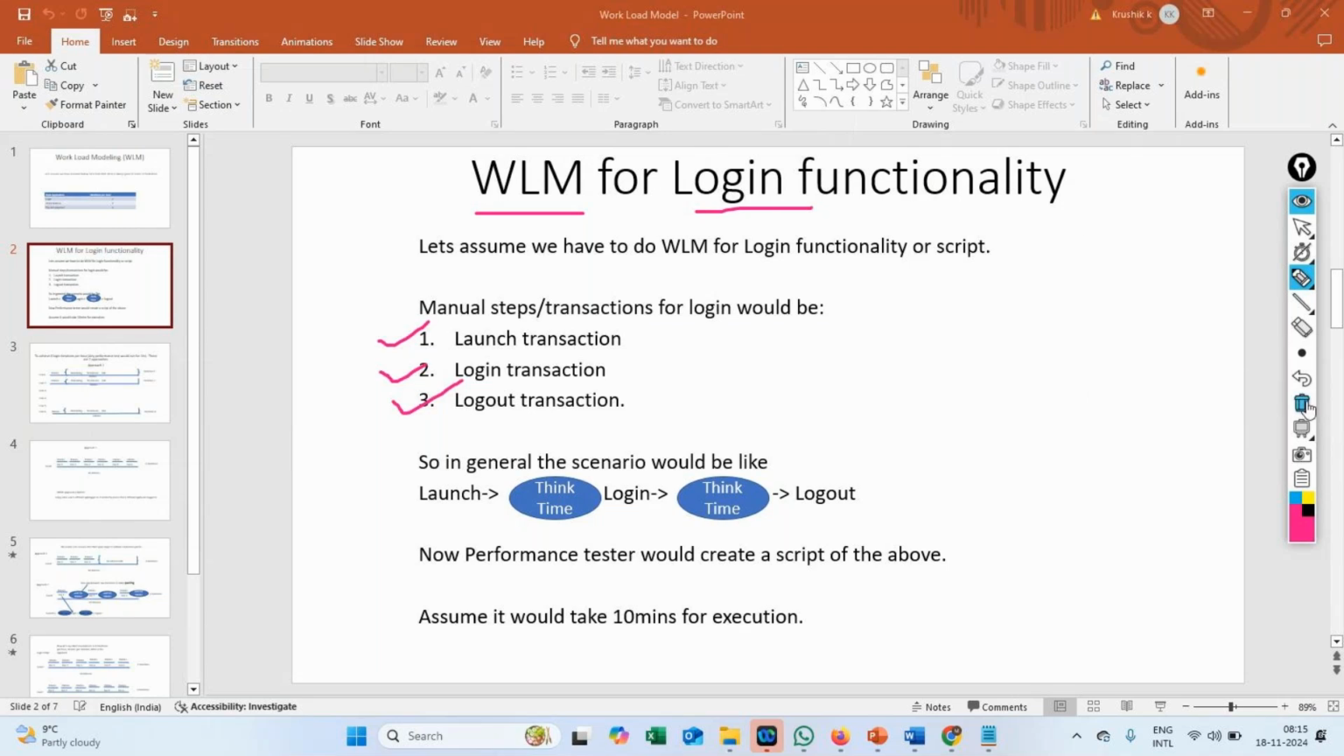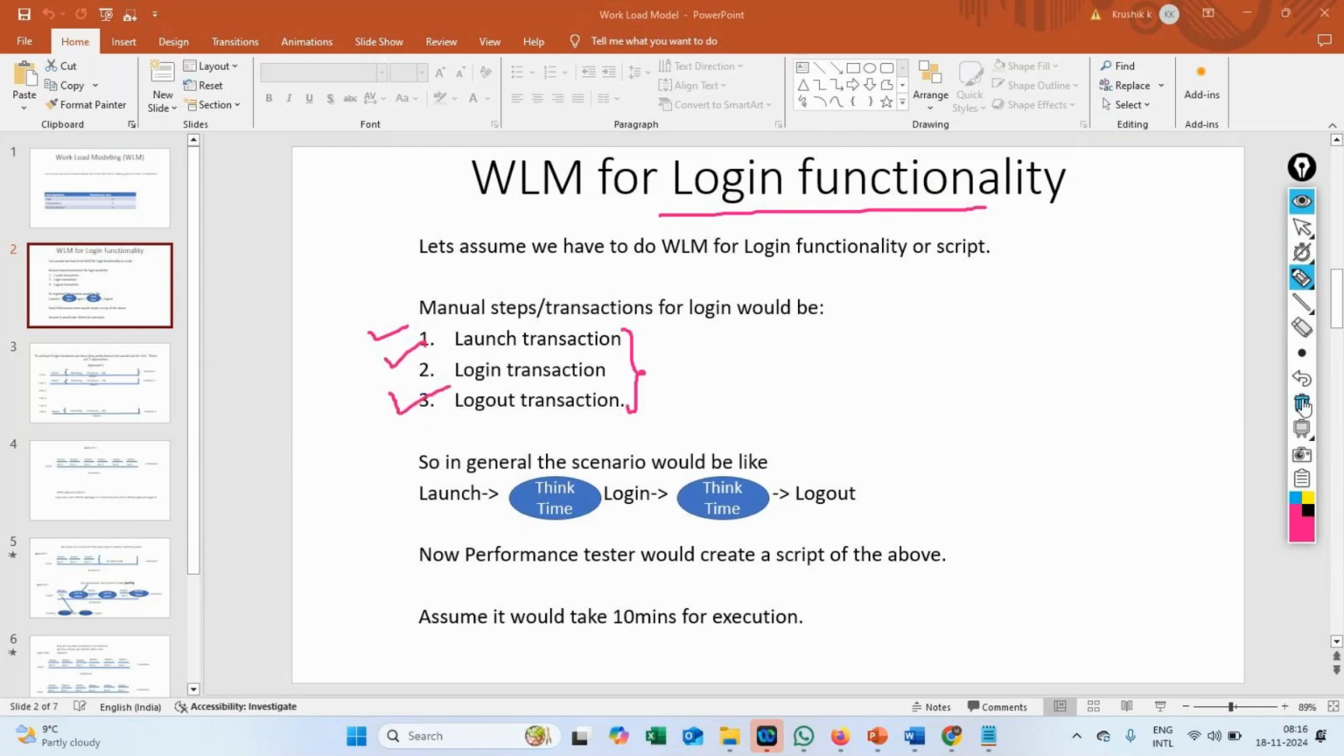Everyone understood? Okay. So these are the actions or transactions for login functionality. This is just for our assumption today, to understand the concept. So we are actually doing workload modeling for login functionality today. And for login functionality, we will have these three steps: launch, login, logout.